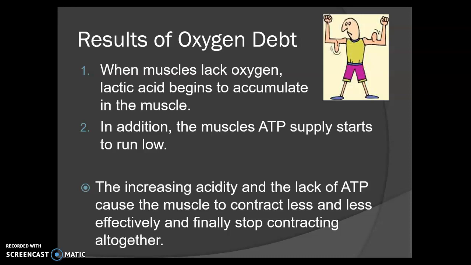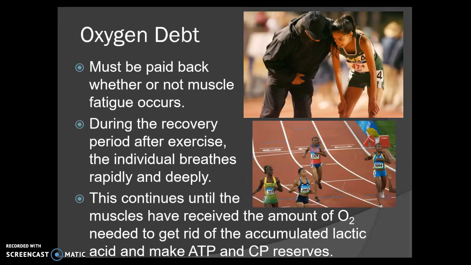And when we don't have enough oxygen, also, oxygen is necessary to make ATP, so you're going to lose energy and you're not going to be able to contract as often, and eventually not contract at all. So it must be paid back. So that's that heavy breathing that we do, and it continues until the muscle receives the oxygen that it needs.